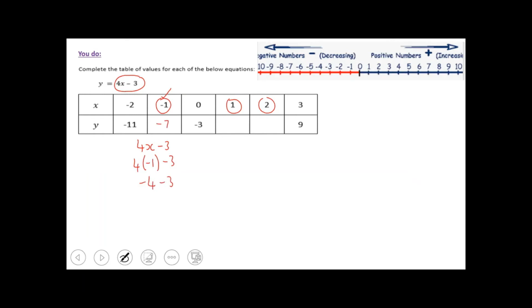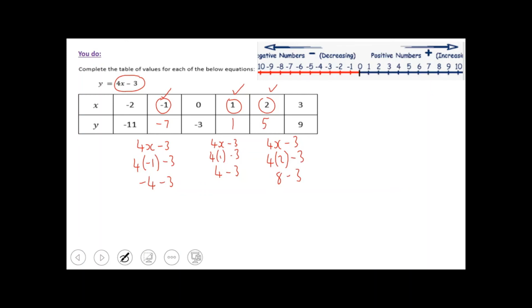Let's replace it with this one here now. So again, I'll write down 4x minus 3. So replace the x with the number 1: 4 times 1 minus 3. 4 times 1 is 4, take away 3 is 1. And we're just going to replace with the last one up there. So again, it's 4x minus 3. So we're going to replace the x with the 2. So 4 times 2 minus 3. 4 times 2 is 8, minus 3 is 5. So that's what you should have had for your answers up there.